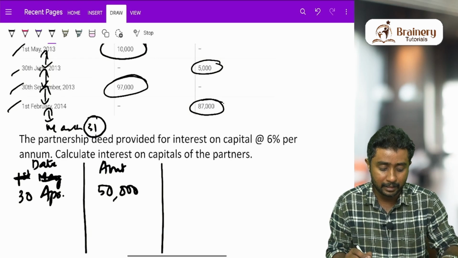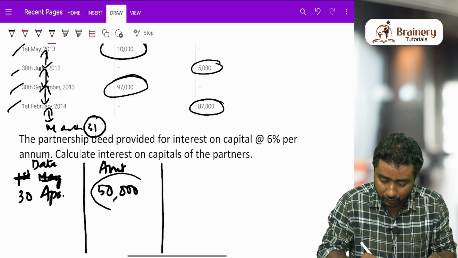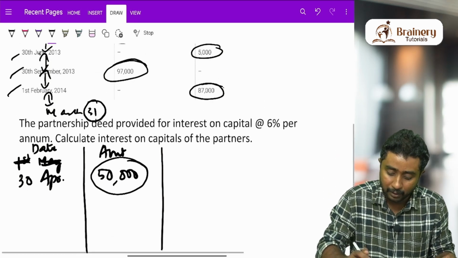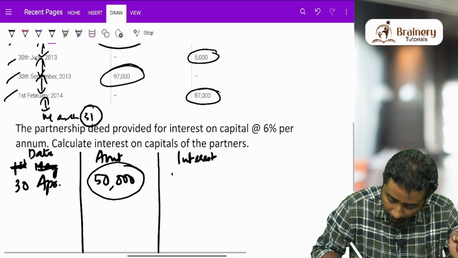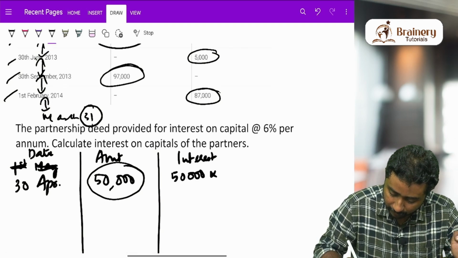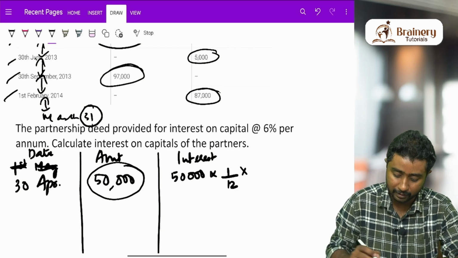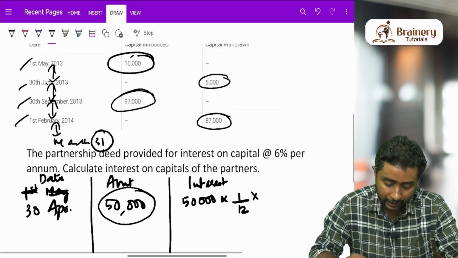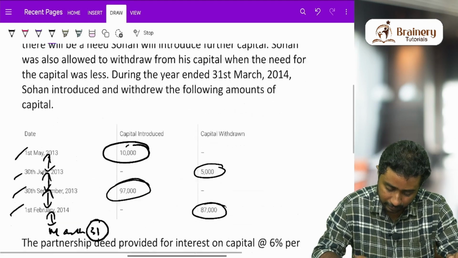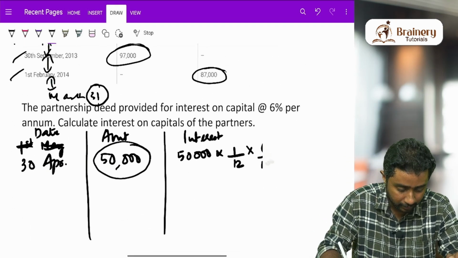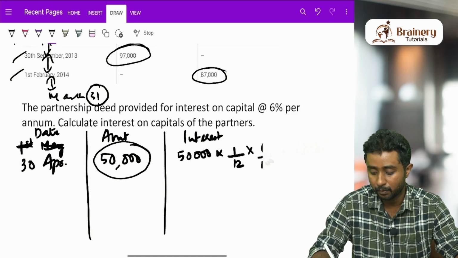So until 30th April, we will calculate the interest. So 1st April till 30th April. The amount to calculate interest on is obviously 50,000. Now we will calculate the interest. For how many months? 50,000 into 1 by 12, because only for 1 month we have to calculate the interest, 1st April till 30th April. And what is the rate of interest? It is mentioned here, 6 by 100. So how much will you get? Rupees 250. You will get rupees 250 as the answer.